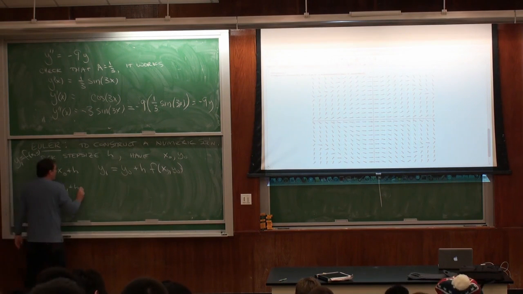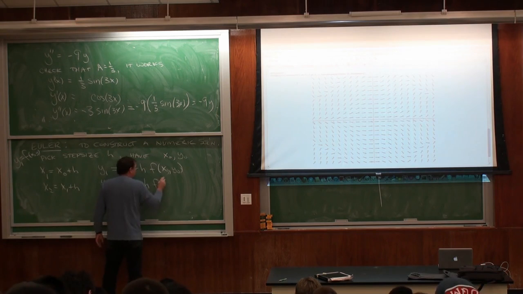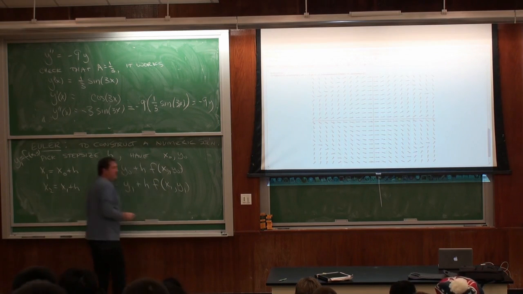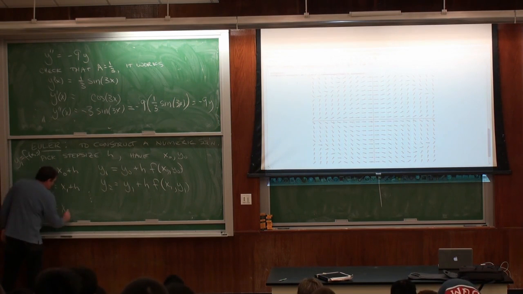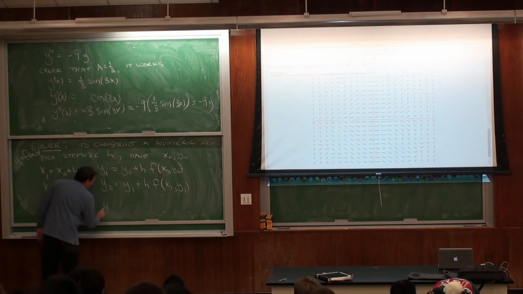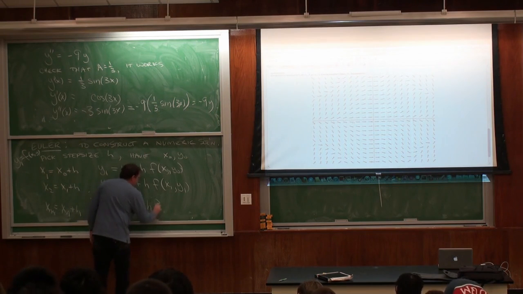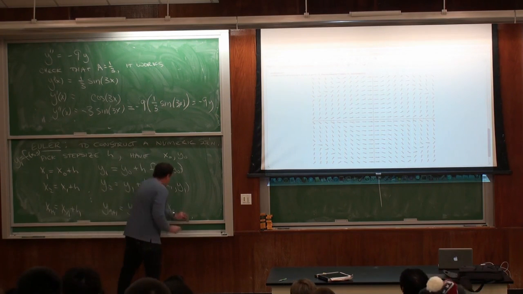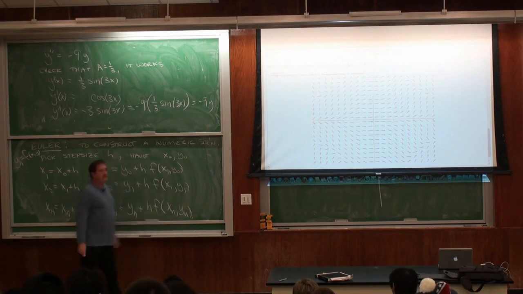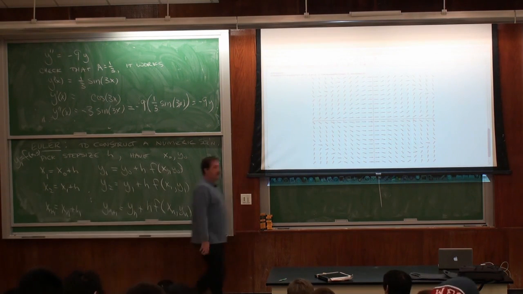x2 is x1 plus h, y2 is y1 plus whatever the slope is. And I just keep going. So I do this for a long time. In general, x n plus 1, the next x, is the previous x plus h. And y n plus 1 is the previous y plus h times the function at the previous point. So this example that I did was horrible, so let's do an easier example like x plus y.